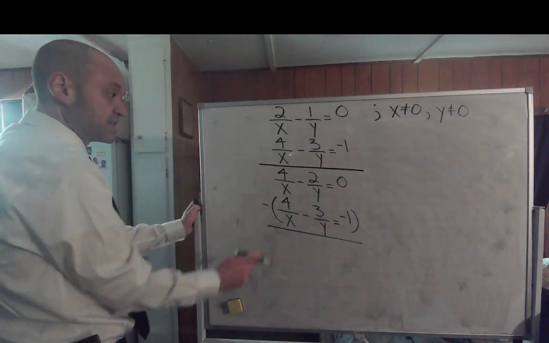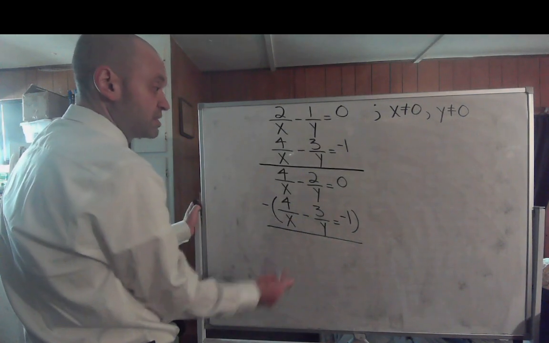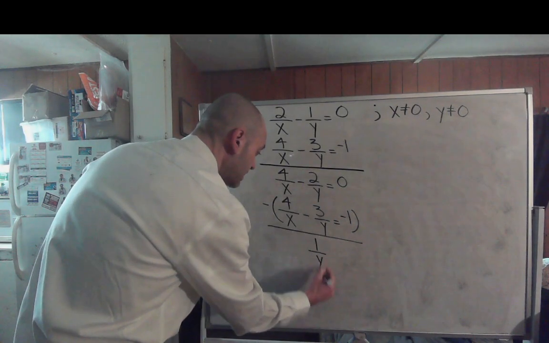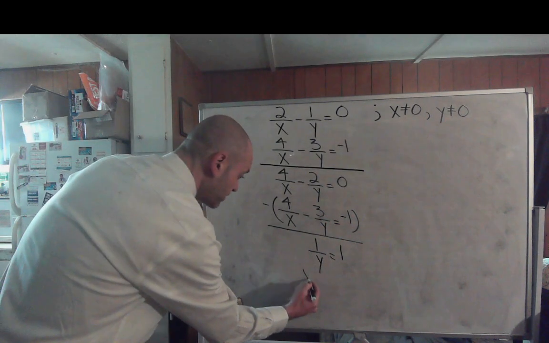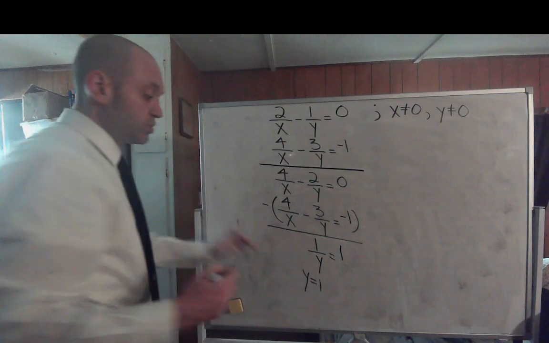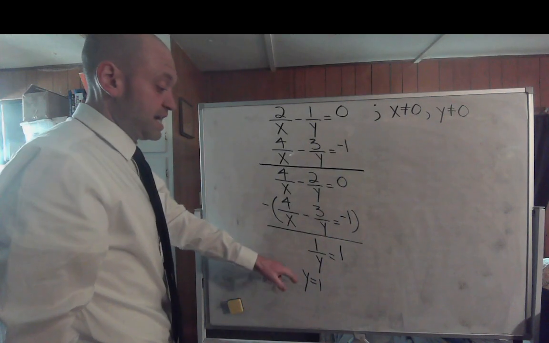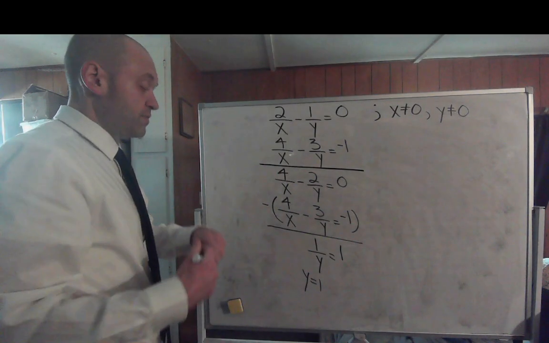The x terms cancel, so -2y, this would turn into plus -2 over y plus 3 over y would be 1 over y. This would actually equal +1. Well, you'll get y equals 1, which holds because it doesn't equal 0. Now just take that y equals 1, put it into one of your equations, you can solve for x.